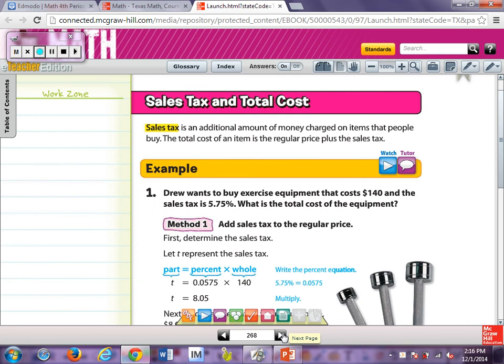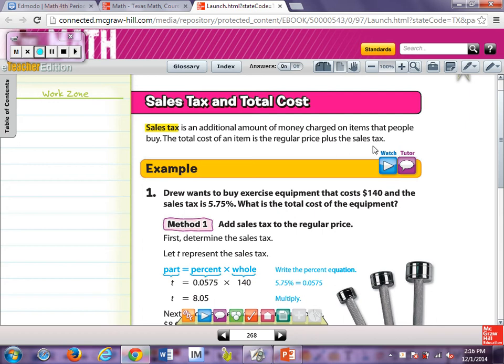Now this is something that everyone can relate to. Anyone who's ever bought anything knows these two things, and that's sales tax and total cost. Sales tax is defined as the additional amount of money charged on items that people buy. And everything you buy, pretty much except for, I think, basic food, has a sales tax added. That's how the state and we make money as a civilization in our country to buy different things or to afford things.